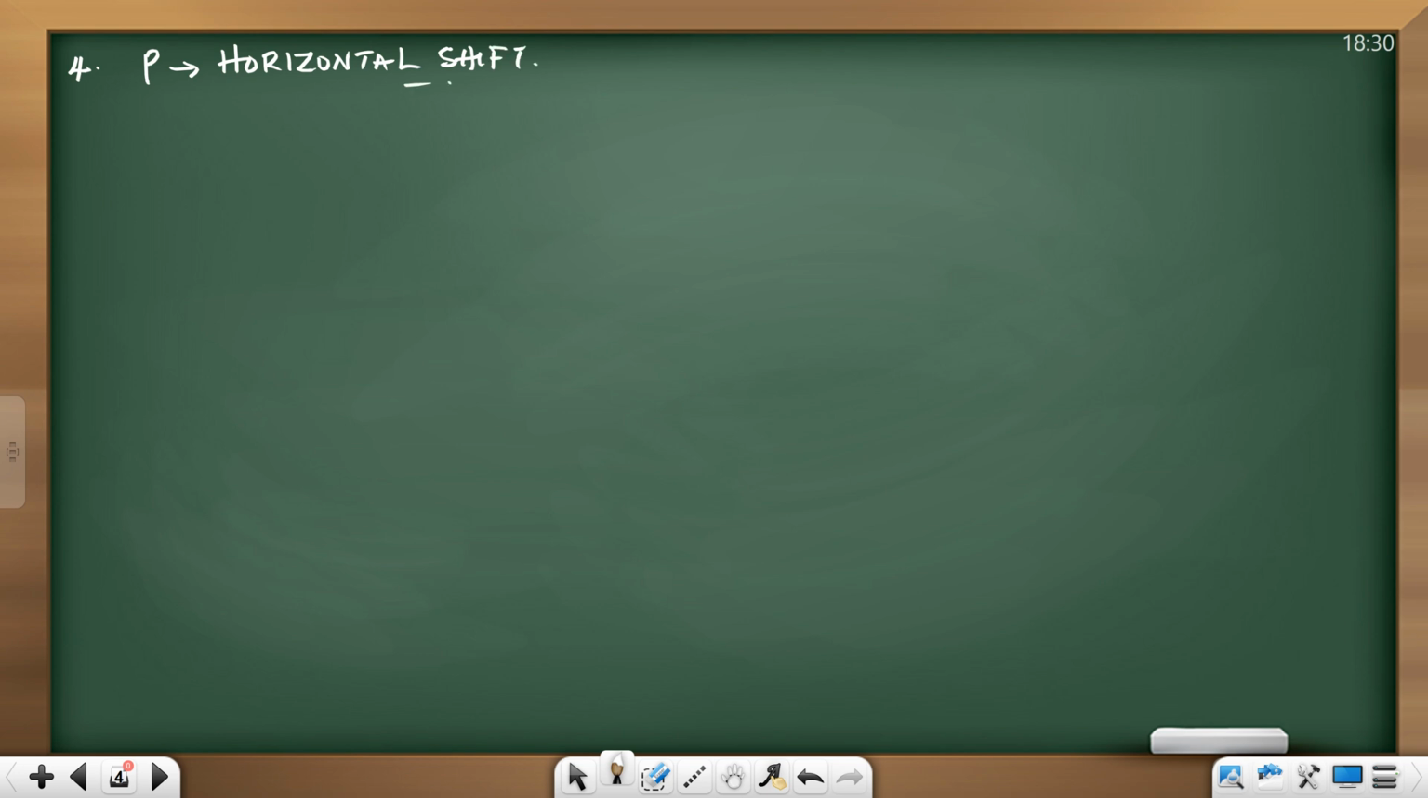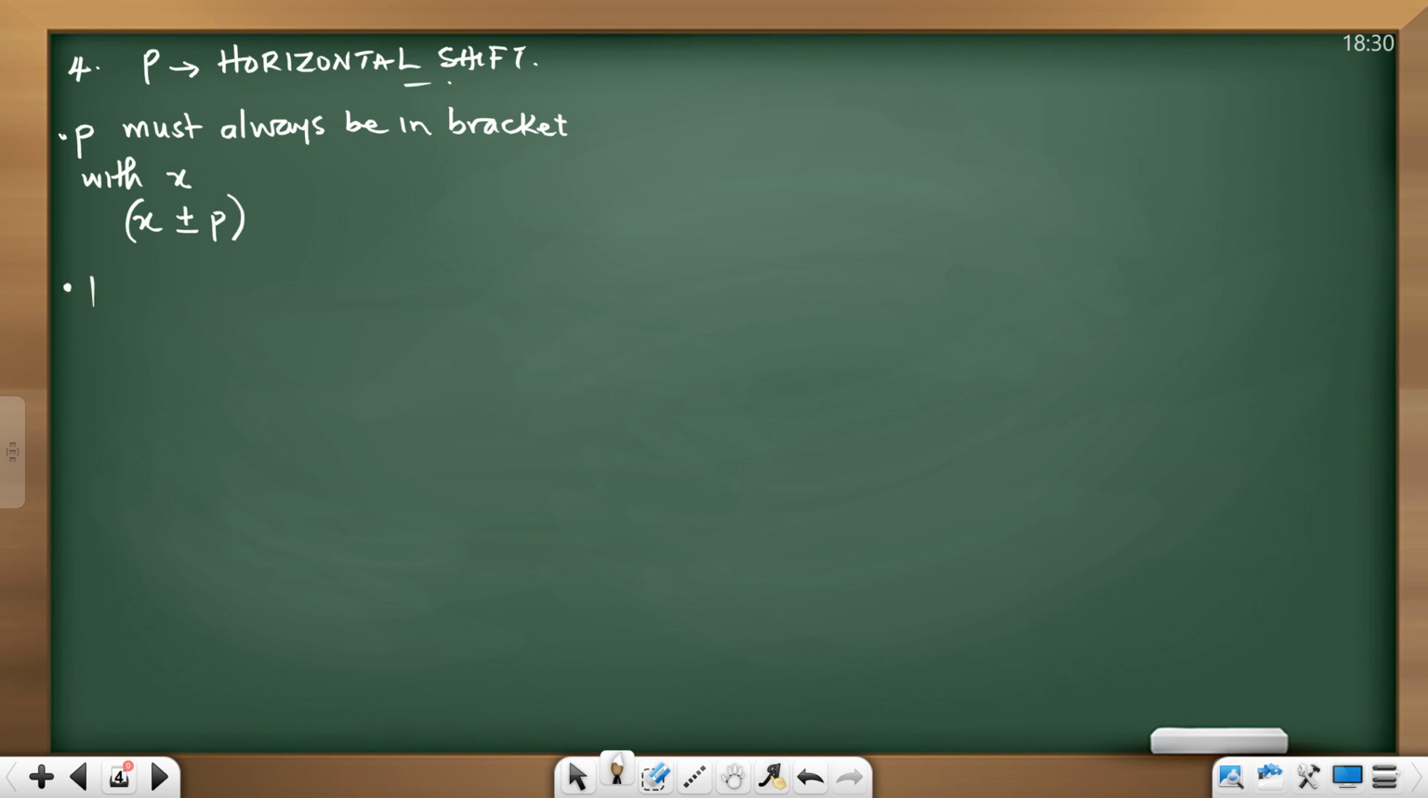Horizontal shift. P must always be in bracket with X. Please take note. It is X plus or minus P. It must be in brackets.